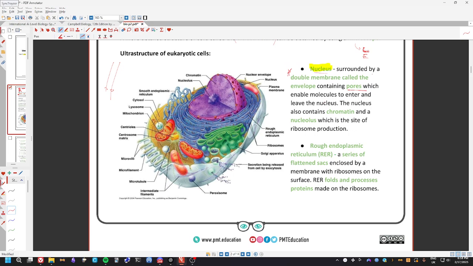So here are the properties and function. We have one property over here, right? Call this P, think of Pro. So the property is a double membrane, which contains pores. And the function of this is allowing or enabling molecules to enter and leave the nucleus.